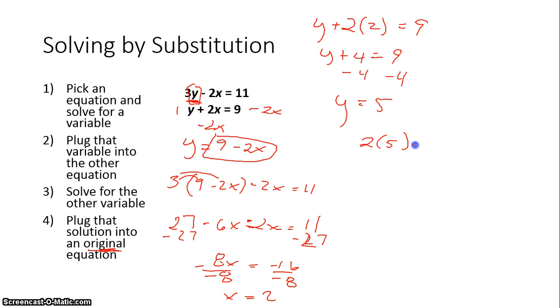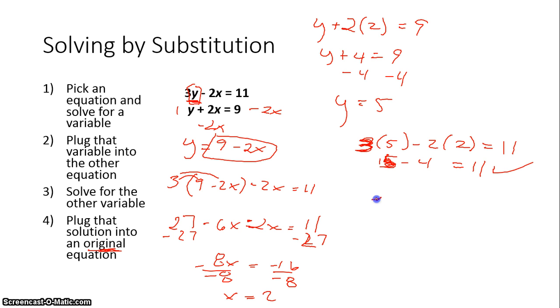3 times 5 minus 2 times 2 equals 11. I just got this equation directly from the equation up here. Same exact thing. That gives me 10 minus 4. Oops, it looks like I messed up. Oh, I did. This should be a 3. That's why it didn't work. 3 times 5 gives me 15. That makes more sense. 15 minus 4 equals 11. Does that work? Yes, check.